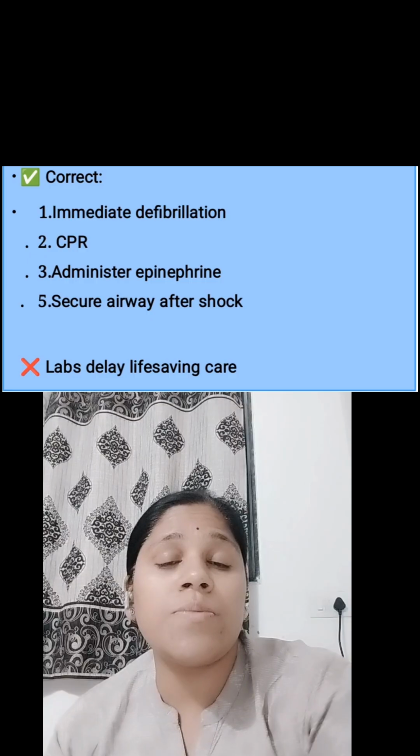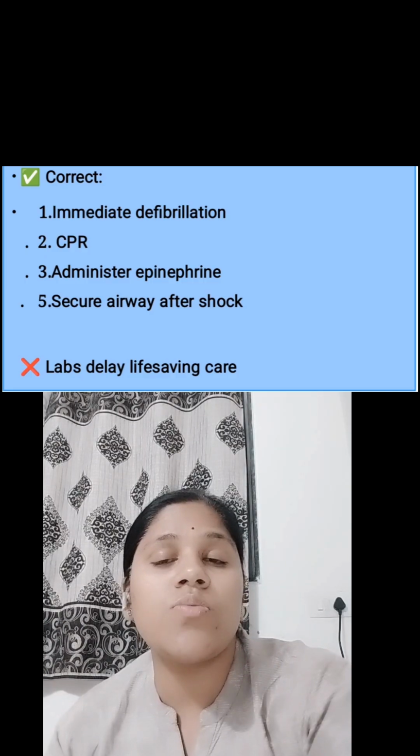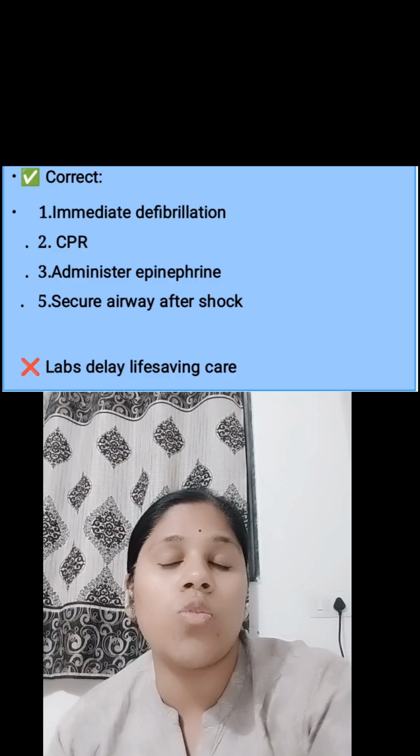It is also a good option because sometimes after giving defibrillation and all those things, we need to support the cardiac system by giving an inotrope. So epinephrine administration is a good choice, and because it is a whole lot of process, we need to secure the airway because we are not compromising the airway. It is also a good option.